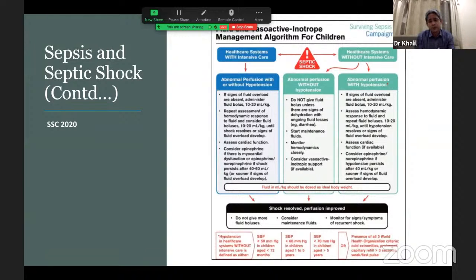Now, at the end of this fluid bolus and inotropes, if shock resolved and perfusion improved, then consider maintenance fluid, and monitor for signs and symptoms of recurrent shock. So again, the importance of monitoring.